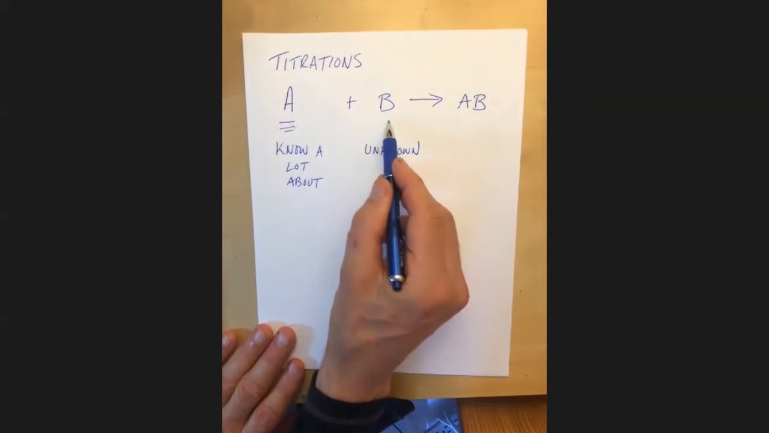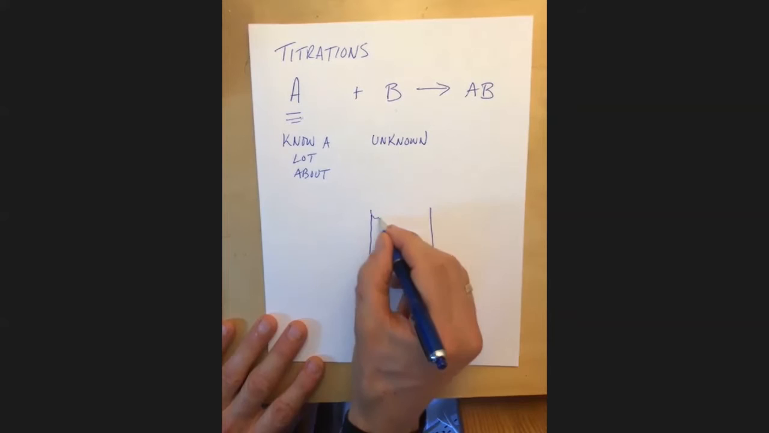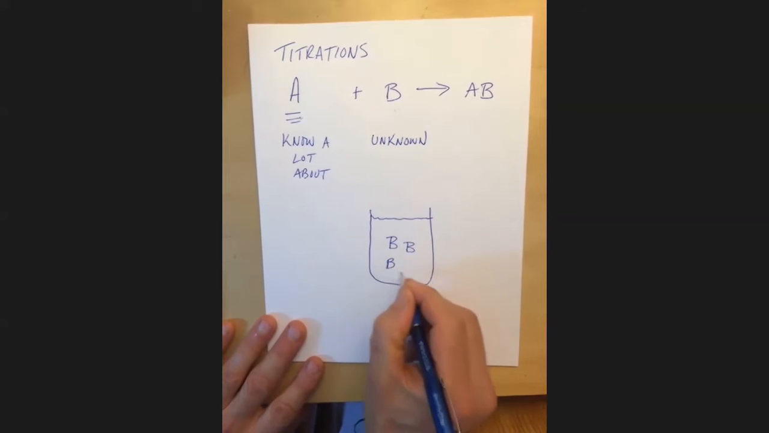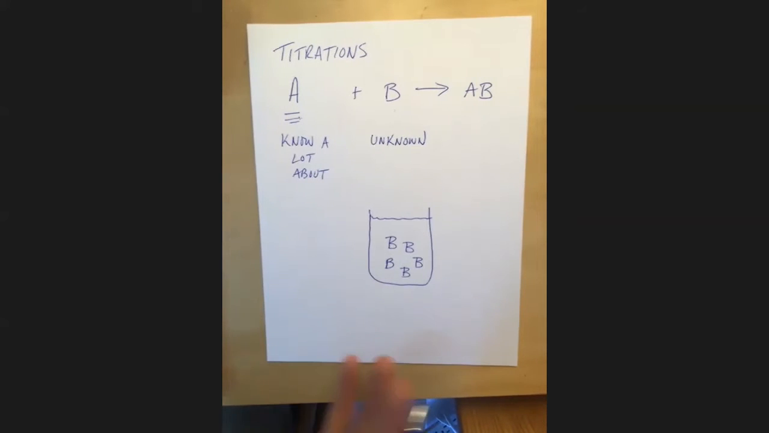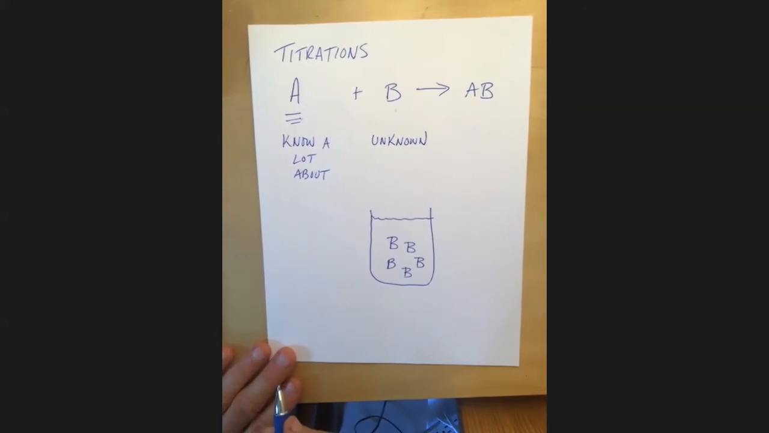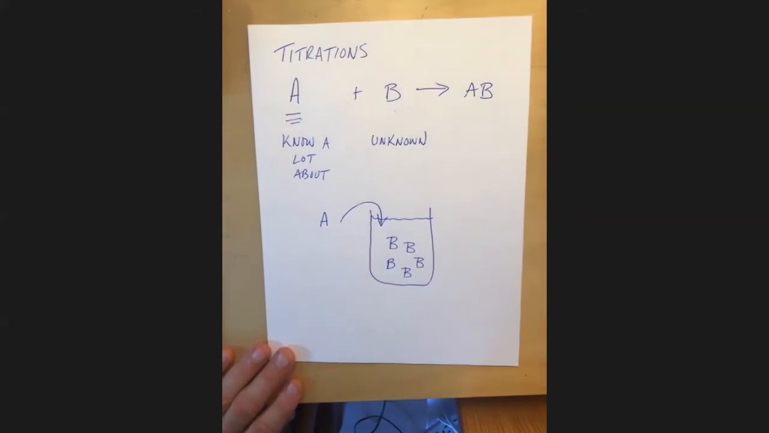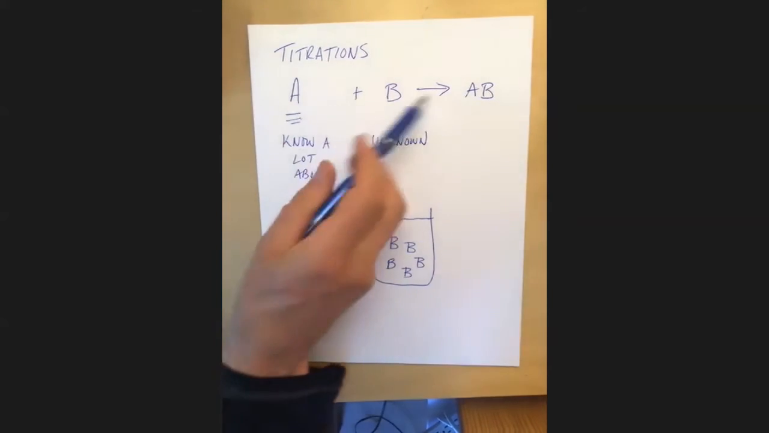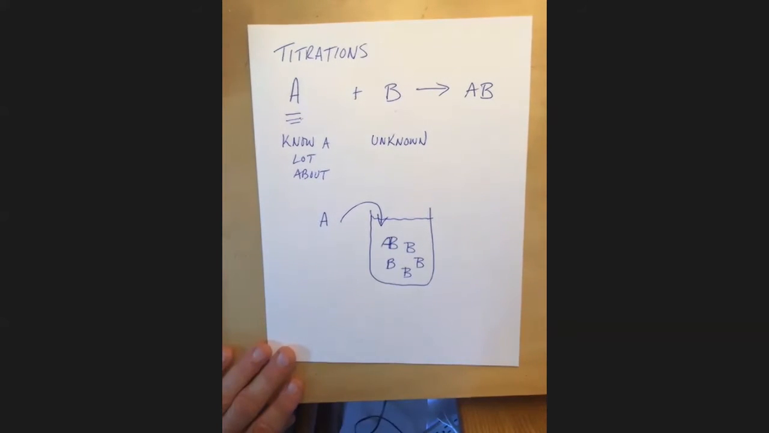And so I'm going to pretend that I've got this container, and in this case, it's going to be a beaker, and it's full of B's. Okay, it's got 5 of them, but we don't know that because we don't know the concentration, but it's got some B's in there. And I'm going to drop in an A. And when I drop that first A in there, this reaction can take place, and so I'm going to form an AB. So that's 1.